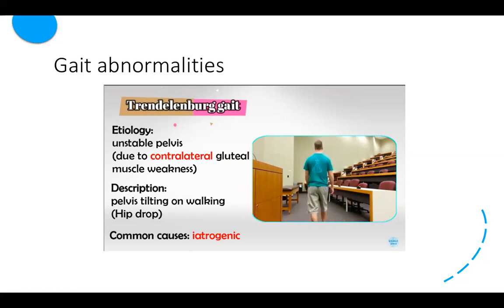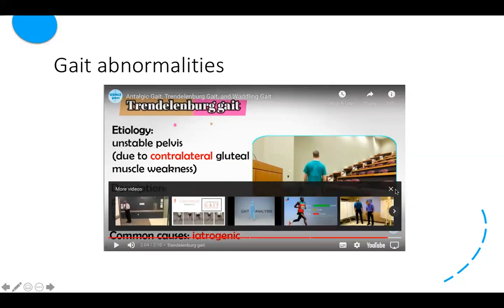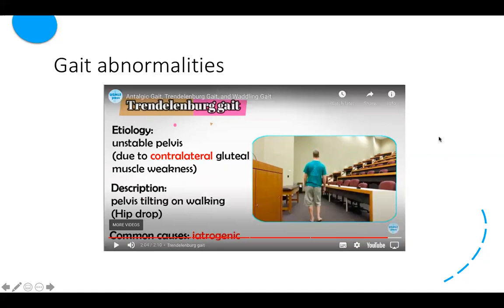All right, guys, that's everything I've got. Hopefully I made this easier for you. Okay, so hopefully that would just give you an idea of what different kinds of gaits would look like.